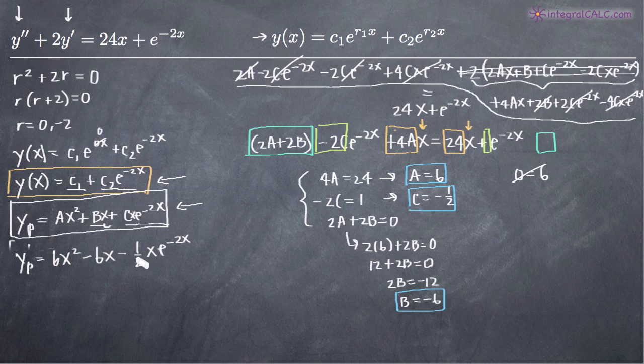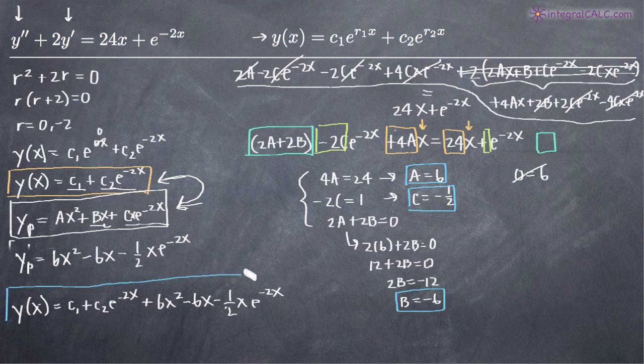So that's our particular solution, but in order to find the final answer, what we actually need to do is add the general and particular solutions together. So these two right here. We're going to be adding these two together. So what we end up with is, and you always want to state the general solution first, so we have y of x equals c sub 1 plus c sub 2 e to the negative 2x. That's the general solution part. And then we're going to add to that the particular solution. 6x squared minus 6x minus 1/2 x e to the negative 2x. And that right there is our final answer for the particular solution of this second order differential equation.